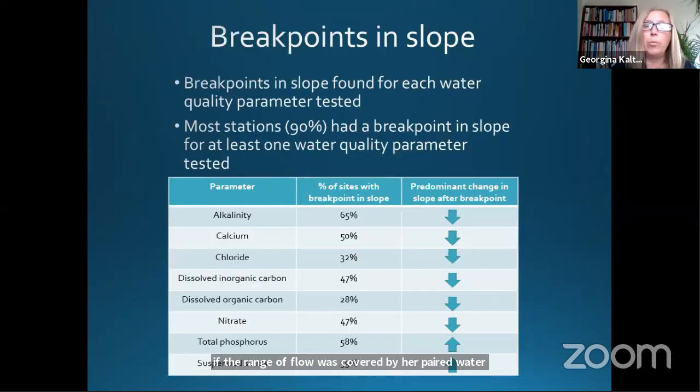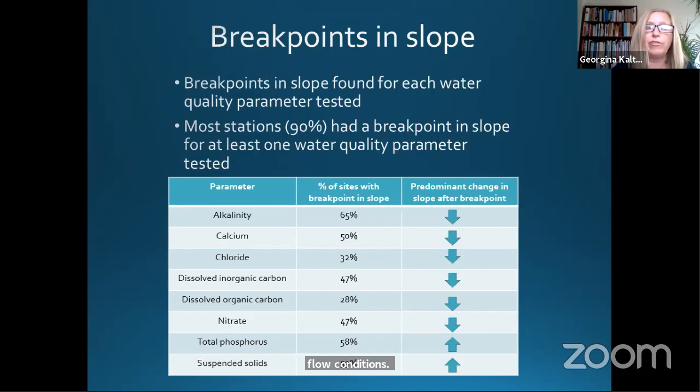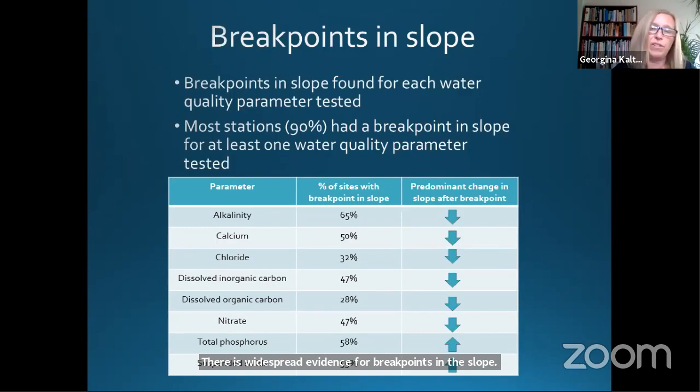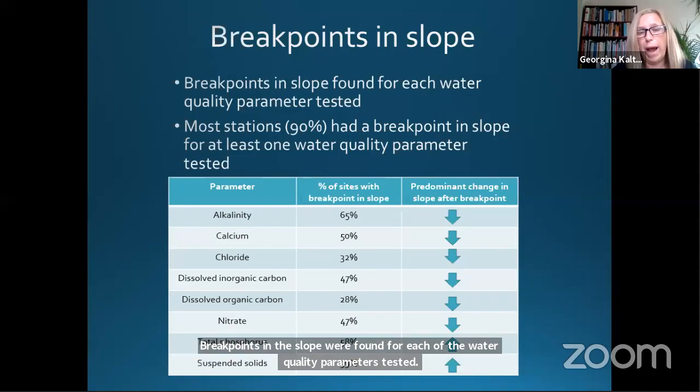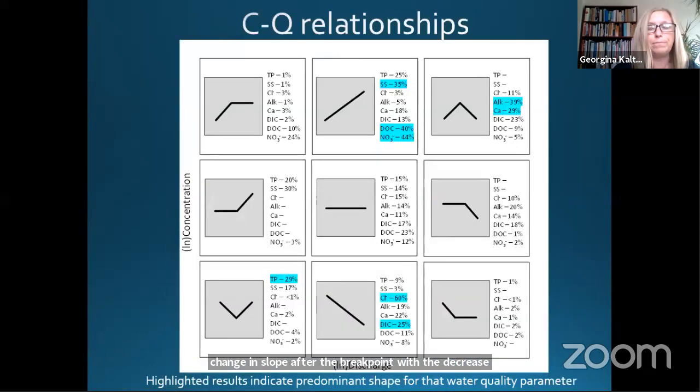So our results, breakpoints and slope. There's widespread evidence for breakpoints in the slope. Breakpoints in slope were found for each of the water quality parameters tested. Most of the stations had a breakpoint in slope for at least one of the water quality parameters tested. And for the majority of parameters, the predominant change in slope after the breakpoint was a decrease in slope, except for total phosphorus and suspended solids, which had an increase in slope after the breakpoint.